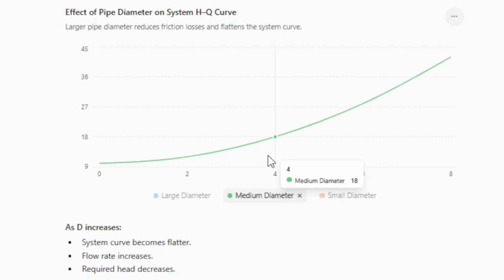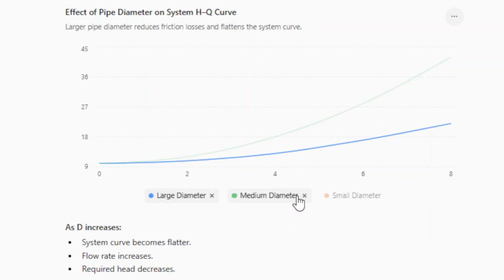As a result, the system curve becomes steeper. Finally, observe the orange curve, which represents the small diameter pipe. Here, the fluid flows through the smallest pipe, producing the highest flow velocity and the greatest friction losses. Consequently, the required system head increases rapidly with flow rate, making this the steepest curve.